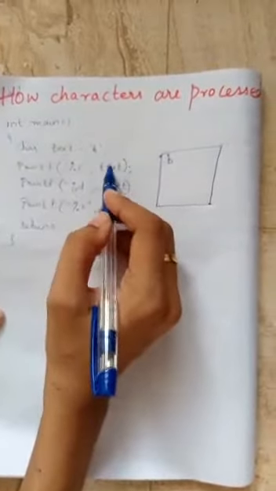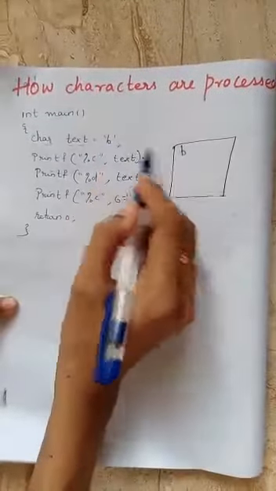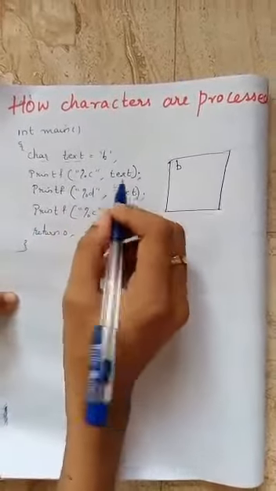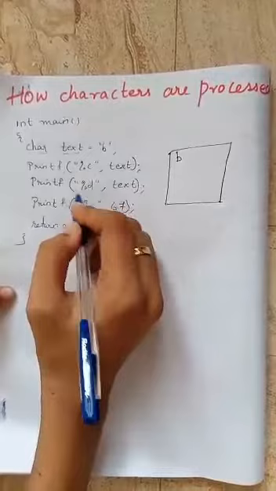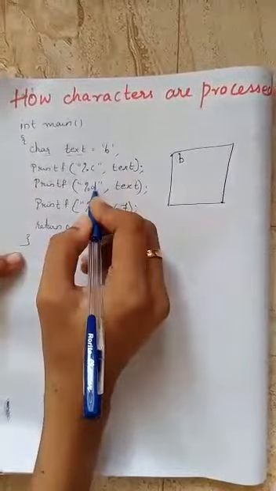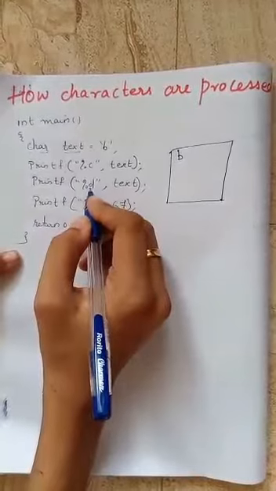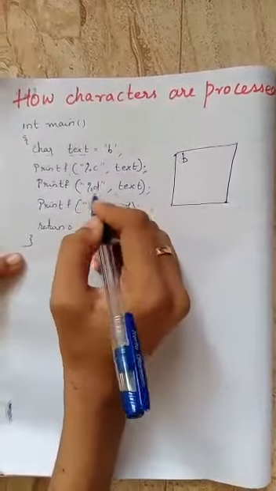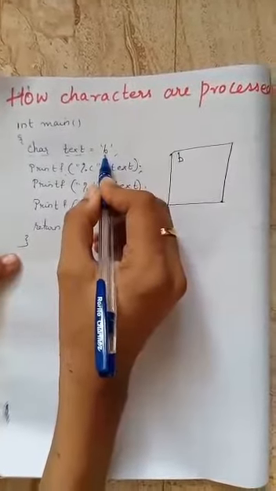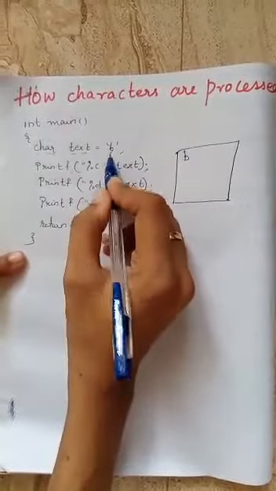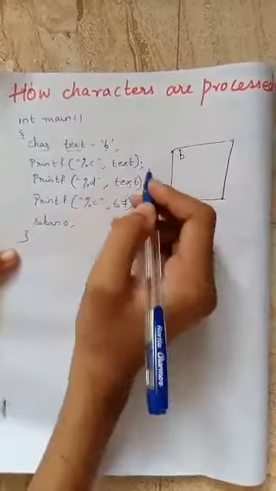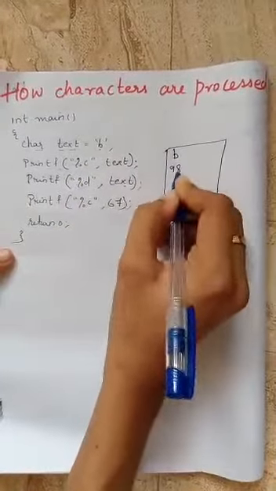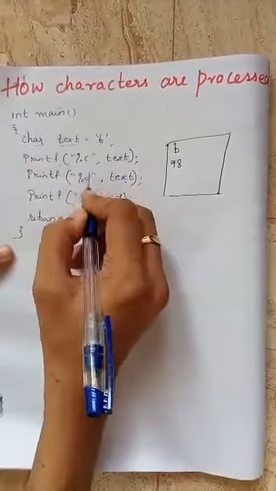So text has the value b, so it will print the value b. Next we have printf of %d text. We know %d is used to get integers. So while writing %d, it will display the ASCII value of the corresponding character. Text has the value small b in it, so we will get the ASCII value of b, which is 98. So 98 will be displayed because it is %d.